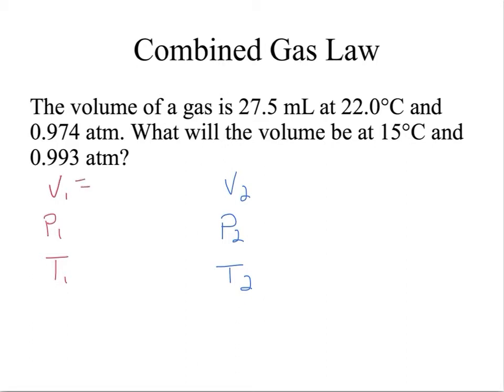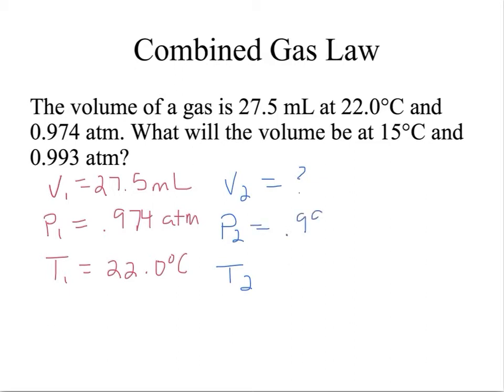So V1 is equal to 27.5 milliliters. P1 is equal to 0.974 atms. T1 is going to be 22.0 degrees Celsius. V2 is what we're solving for. P2 will be 0.993 atms of pressure, and T2 will be 15 degrees Celsius.